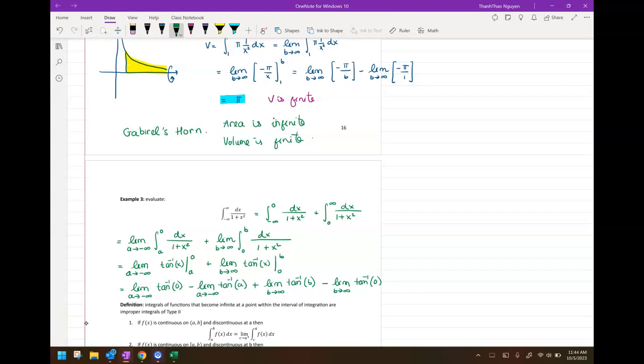Inverse tangent of 0 is 0, so these two terms go to 0. Inverse tangent of a as a goes to negative infinity is equal to negative pi over 2, so minus that gives pi over 2. The inverse tangent of b as b goes to positive infinity gets you pi over 2. So this is pi over 2 plus pi over 2, which equals pi.